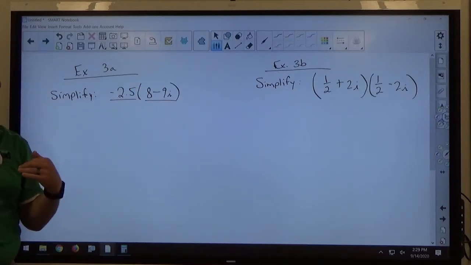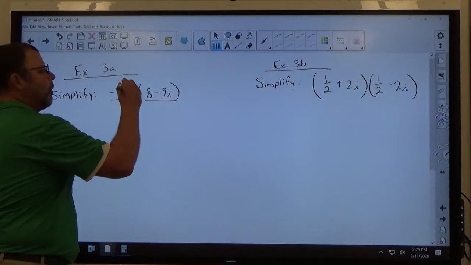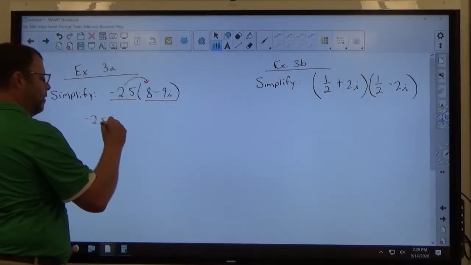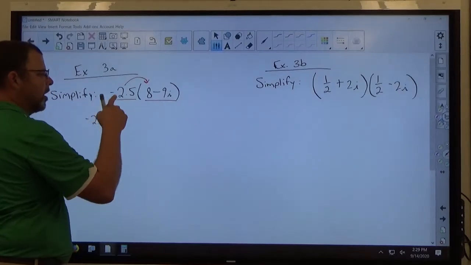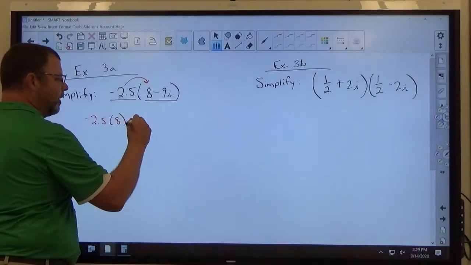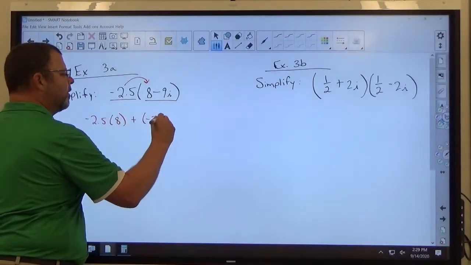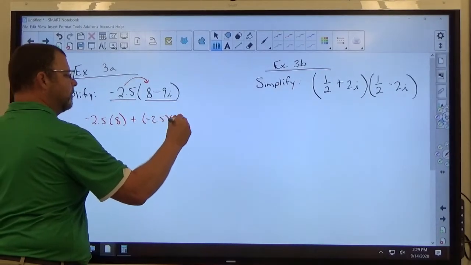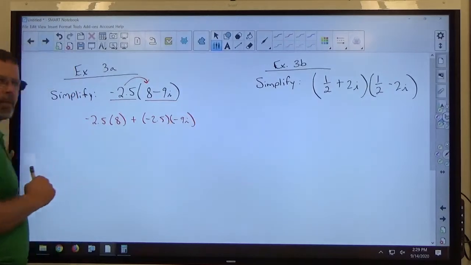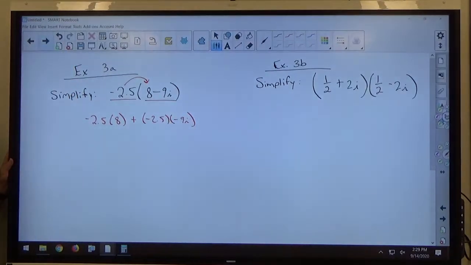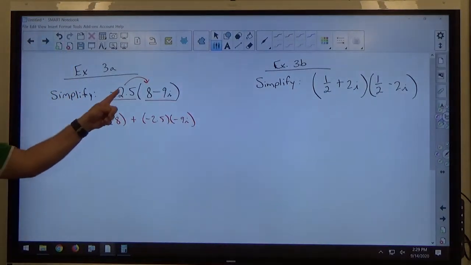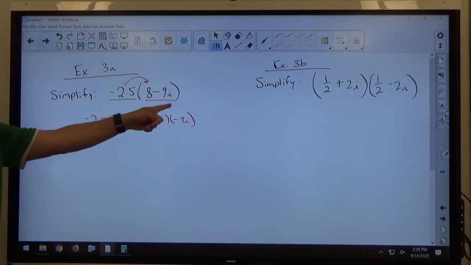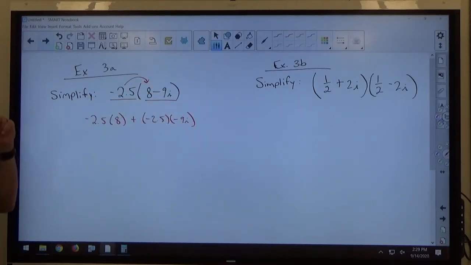When we look at a binomial being multiplied by a single object, we're looking at the distributive property. So if I do negative 2.5 times 8, and then it's going to be plus negative 2.5 times negative 9i. So I take the outside piece, negative 2.5, times the first piece, and the outside piece, negative 2.5, times the second piece, negative 9i.